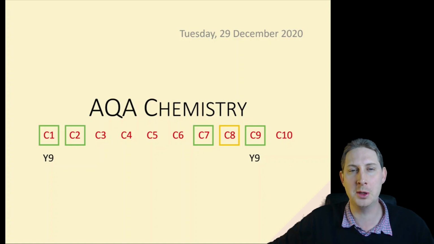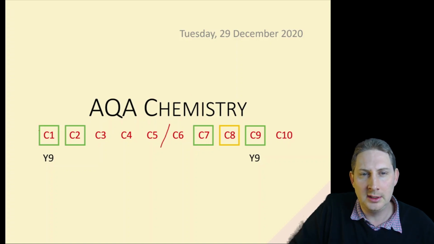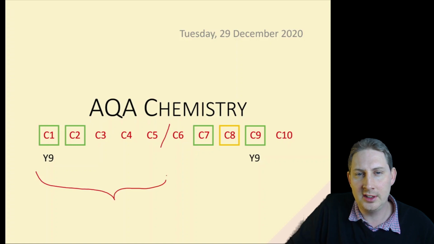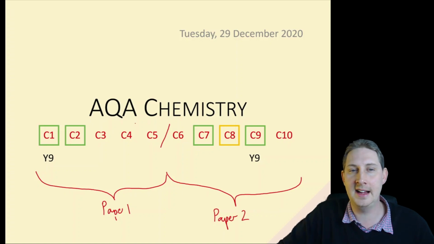Anyway, I thought we would take this week to go back and recap where we are in the course. And as you're probably aware, there are 10 units within your AQA chemistry course labelled C1 to C10, and very roughly, if we split it in the middle, C1 to C5 are tested on paper 1 and C6 to C10 are tested on paper 2. But it's not quite as simple as that, and actually there are some basics that are tested in both papers, and they're mostly within C1 to C3.